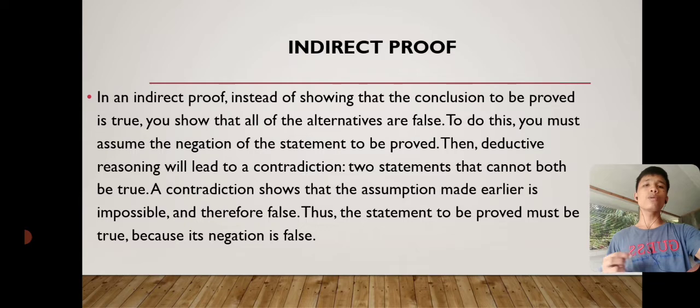To do this, you must assume the negation of the statement to be proved. Then we apply deductive reasoning that will lead to a contradiction, two statements that cannot both be true. A contradiction shows that the assumption made earlier is impossible and therefore false. Thus, the statement to be proved must be true because its negation is false.